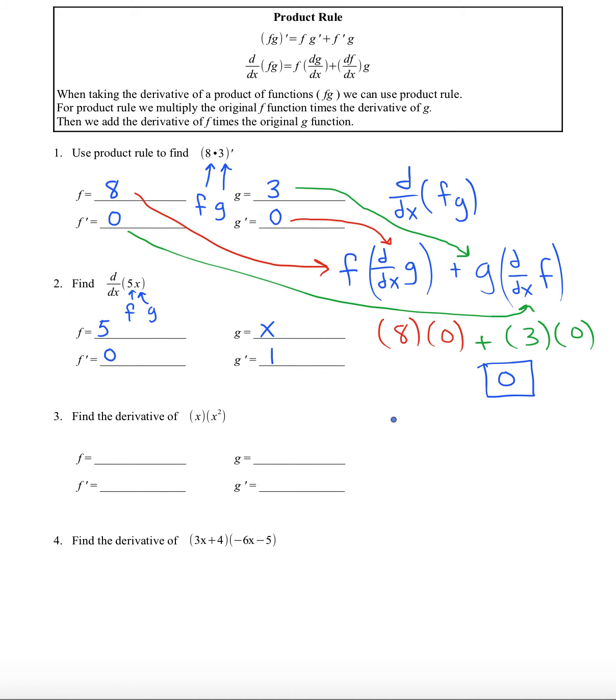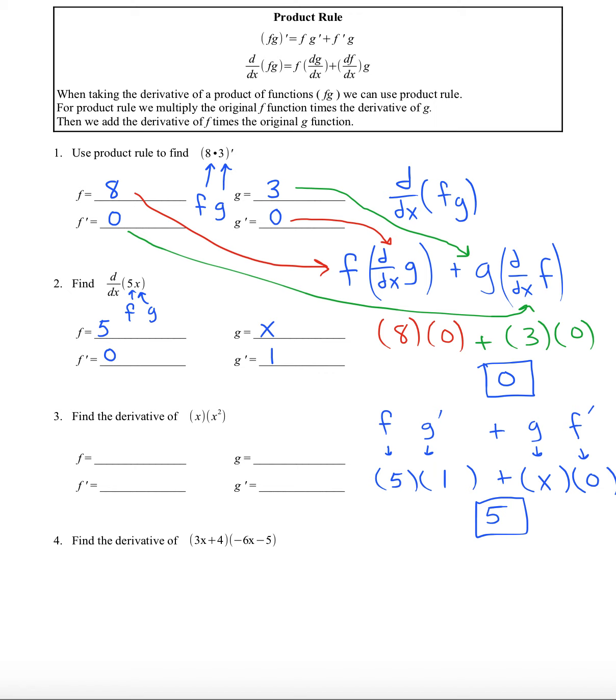Now we plug them in. We need f times g prime. And then we have to add in g times f prime. Okay, so f is 5. G prime is 1. G is x and f prime is 0. That leaves us with a final answer of 5, which is in agreement with past rules that we'd looked at.